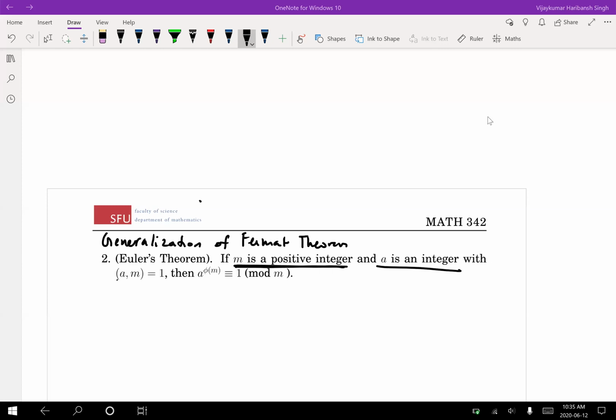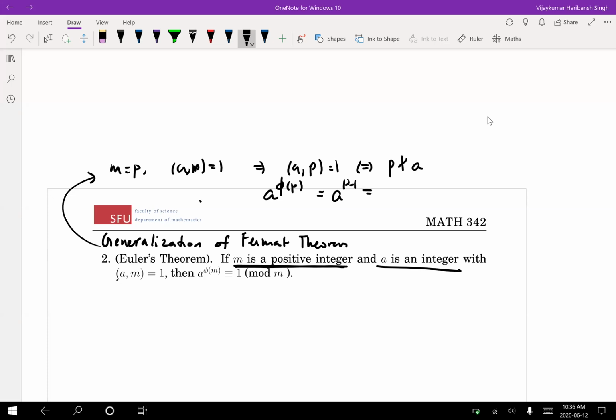So if I look back here, you can see that if m is p, and a and m being co-prime translates to what? Because the GCD of a and p is 1, but p is a prime, this is the same as p does not divide a. Then phi of p, as we saw already, is p minus 1, so a to the power p minus 1 is congruent to 1 mod p. So Fermat's theorem is a special case of Euler's theorem. Okay, so let's prove this.